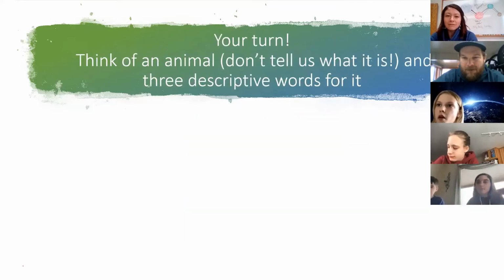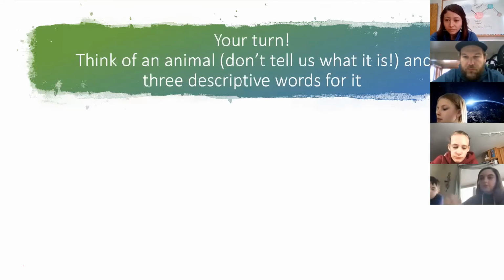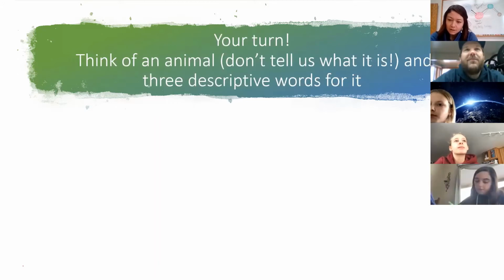So I'm going to give you a chance. I'm going to have a couple people try this. I want you to, without saying it, think of an animal and then think of 3 descriptive words or terms for it, like I just did with the beaver, right? You can write them down or you can just keep them in your head. I'll give you a minute or 2 to think of that.